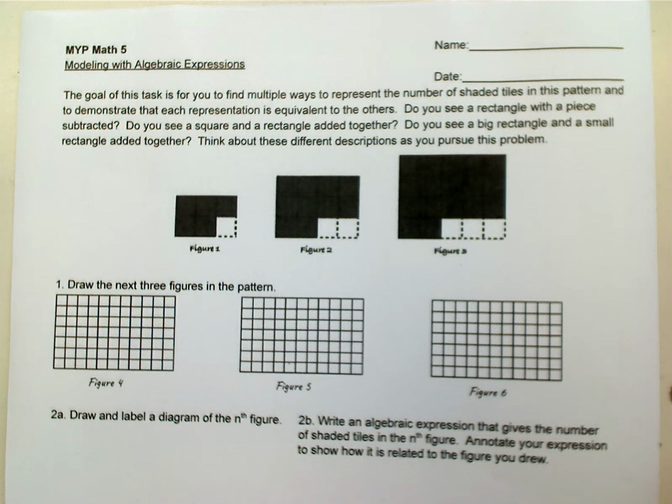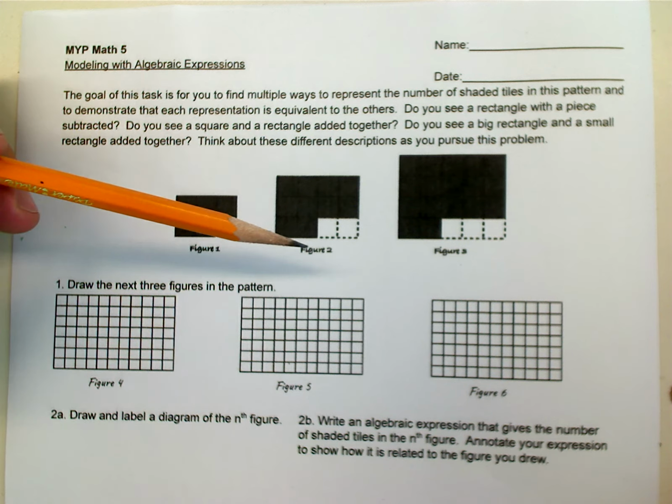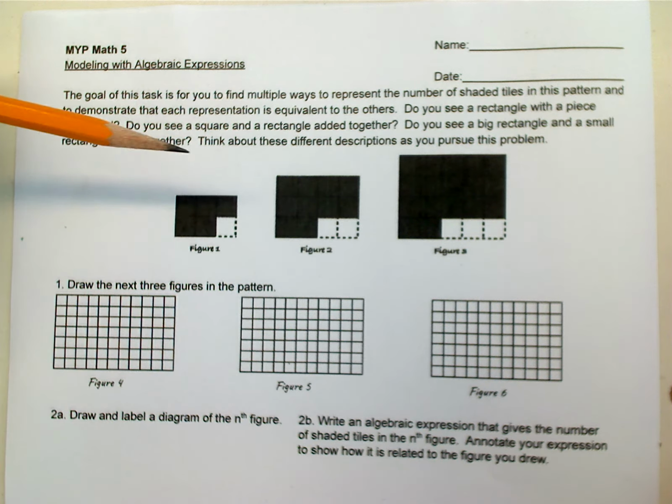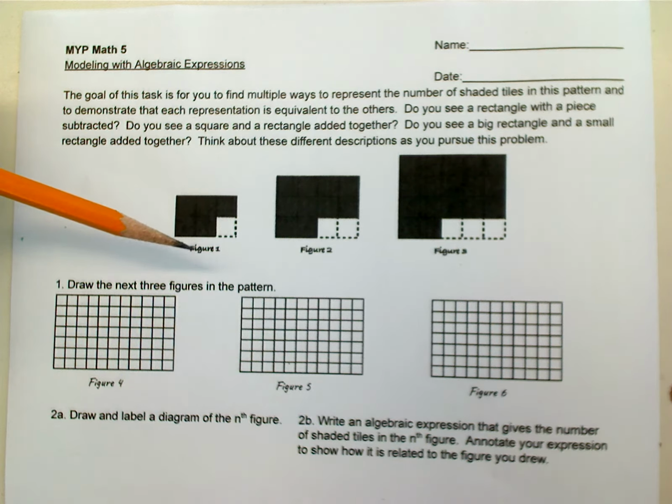I wanted to give some clues about how to get started on this modeling with algebraic expressions task. First of all, just take a look at these three figures, and hopefully you can see that they have some similarities, and we're trying to actually generalize this pattern. These are specific figures: figure 1, figure 2, and figure 3. And we want to generalize this by considering the nth figure.